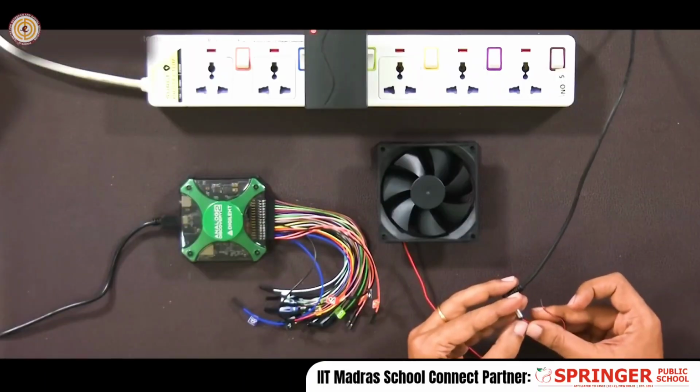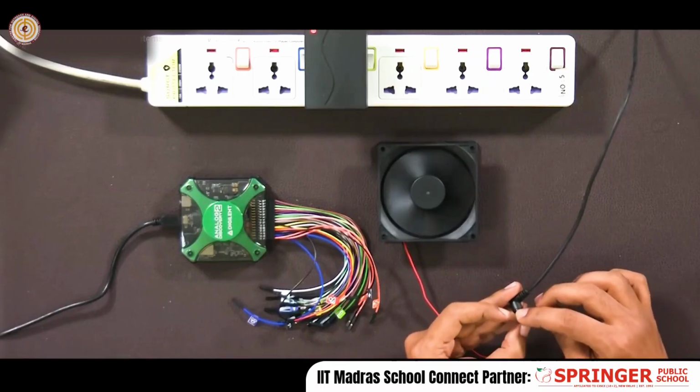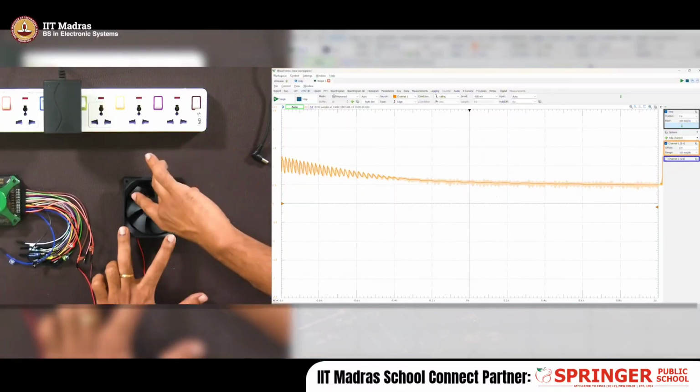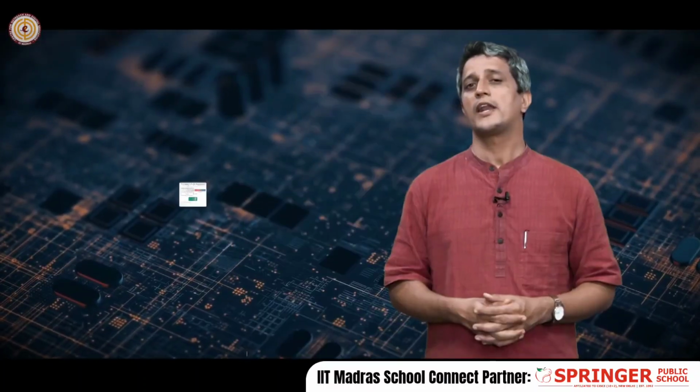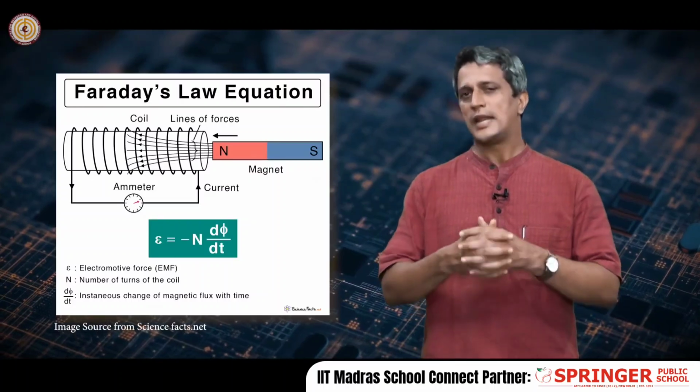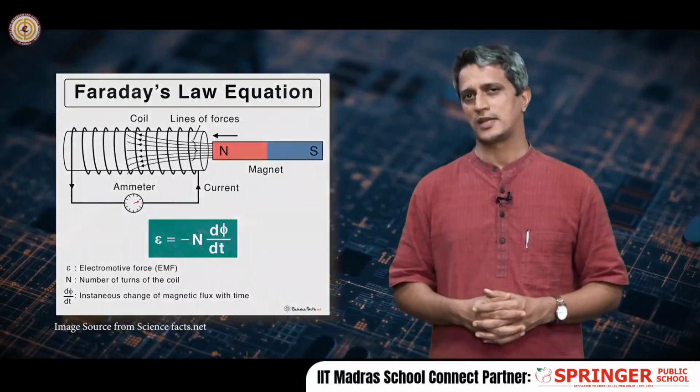Then we also look at a very interesting gadget called the motor. This motor can actually work in two different ways. You supply current to it and the fan will rotate, or the motor will rotate. On the other hand, if you rotate a motor manually, you end up generating a current, right? So this is called a generator. Now, how does this work? Faraday's law of electromagnetic induction. So let's look at that also in some detail.